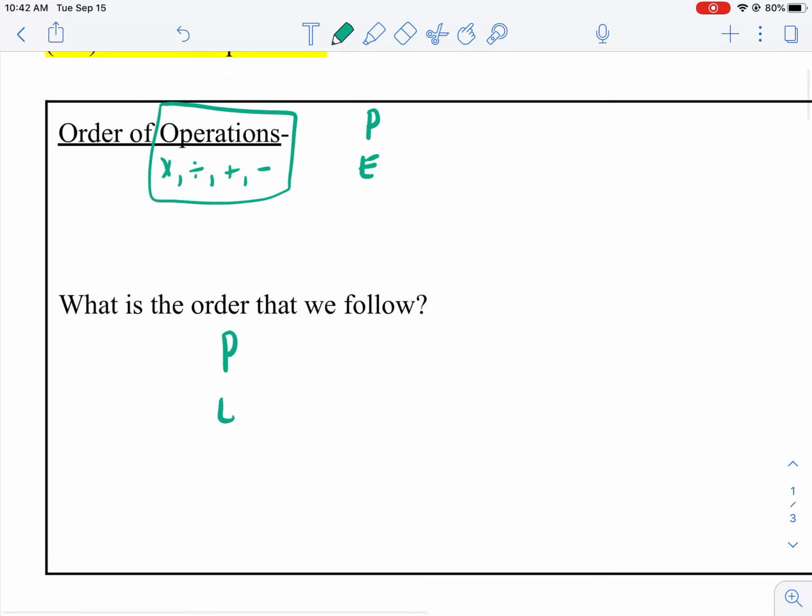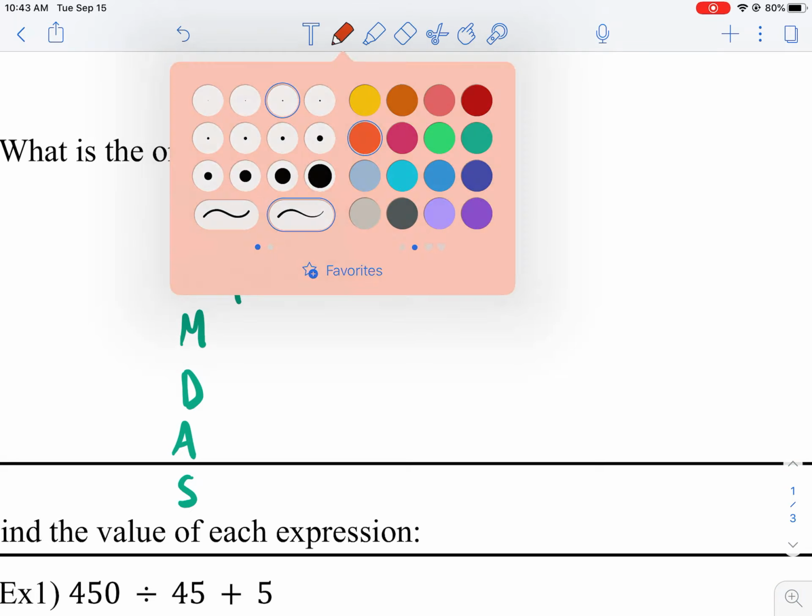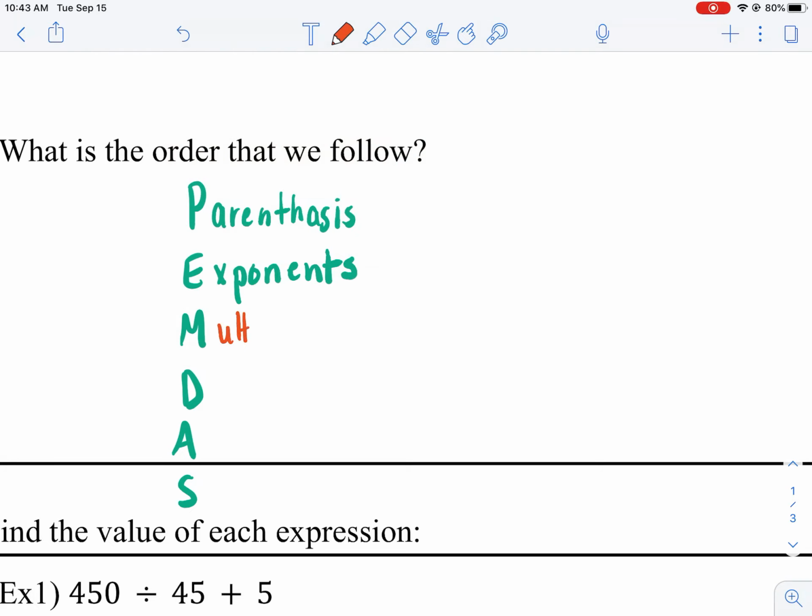So I'm going to do it down here. Okay, so we have PEMDAS. Okay, the first one we're going to do is parentheses. So if we see parentheses, we have to do that first. Okay. Then after we do parentheses, we are going to do exponents, which we won't do today. We'll just skip over that, but that would come next. And then we have multiplication and division. Then we have addition and subtraction.